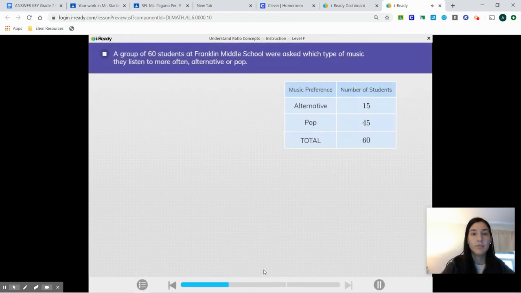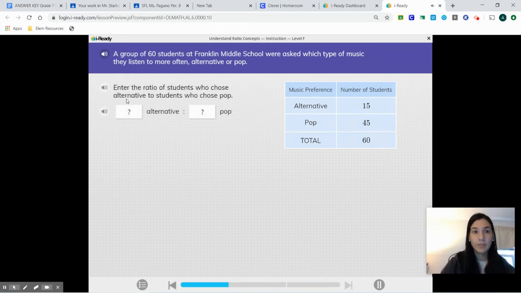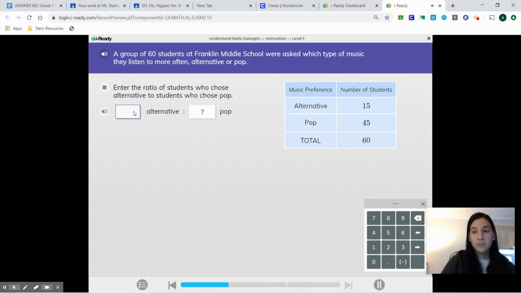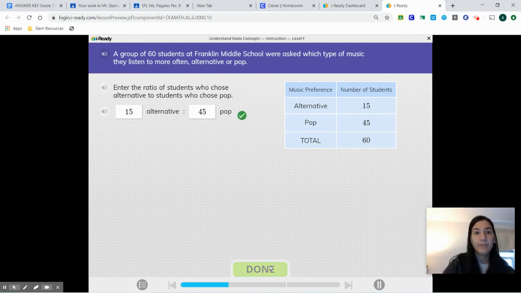A group of 60 students at Franklin Middle School were asked which type of music they listen to more often, alternative or pop. Enter the ratio of students who chose alternative to students who chose pop. Okay, so right away we see that there are 15 students who chose alternative, and then from our chart we see that there are 45 who picked pop.